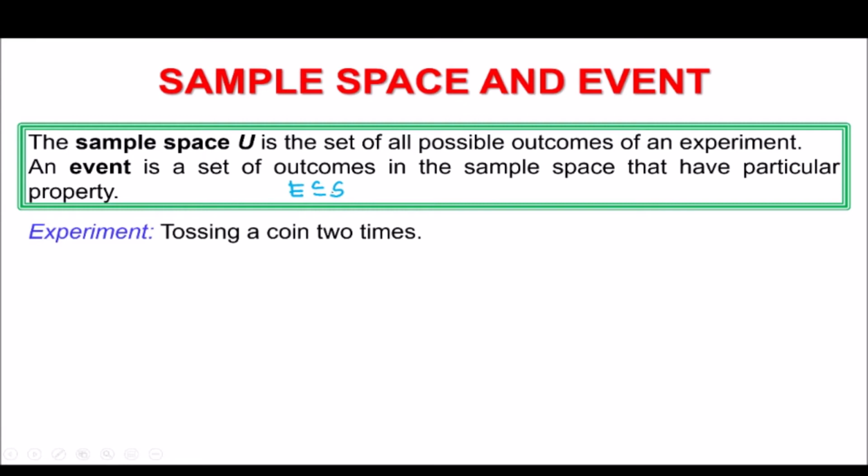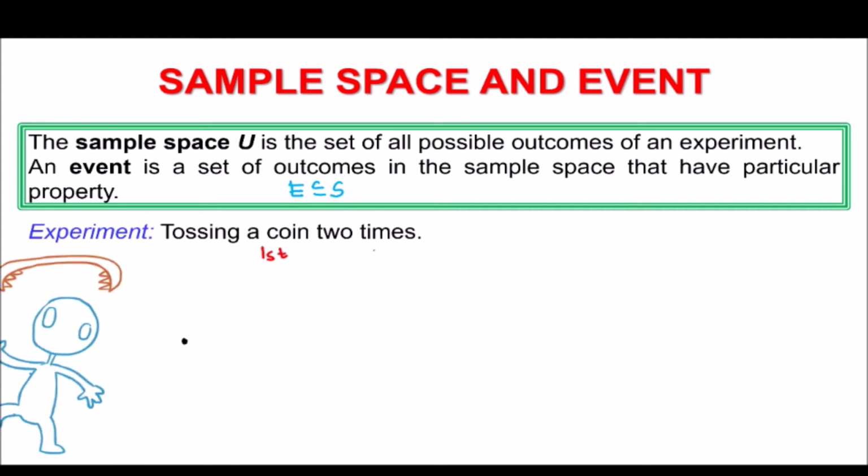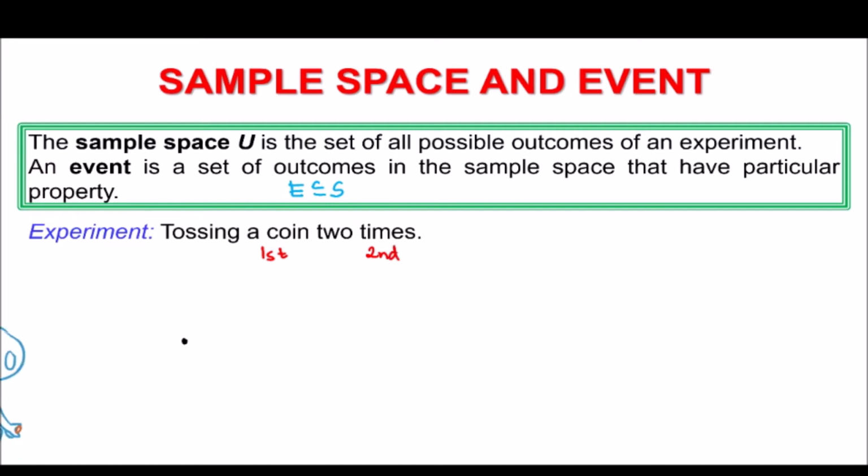Suppose the experiment is tossing a coin 2 times. So in order for us to figure out what the sample space is, the best way to do is to use a tree diagram. So in the tree diagram, we always have the starting point, okay? And then we're going to write the possible outcome when you toss the coin for the first time and also for the second time.